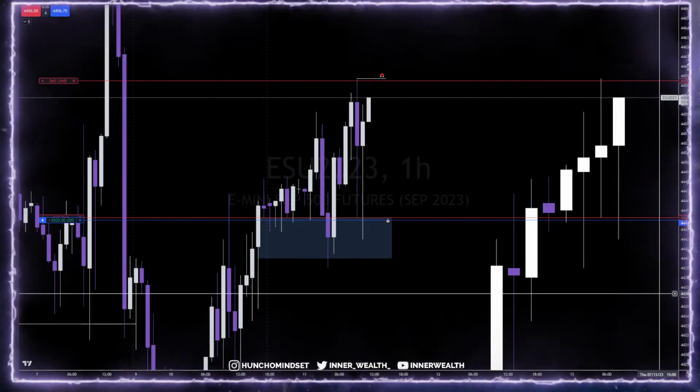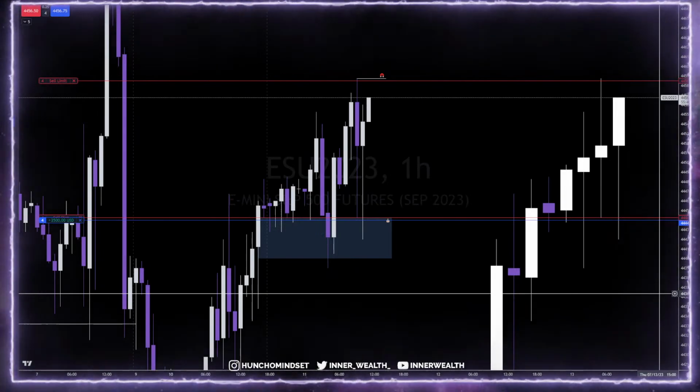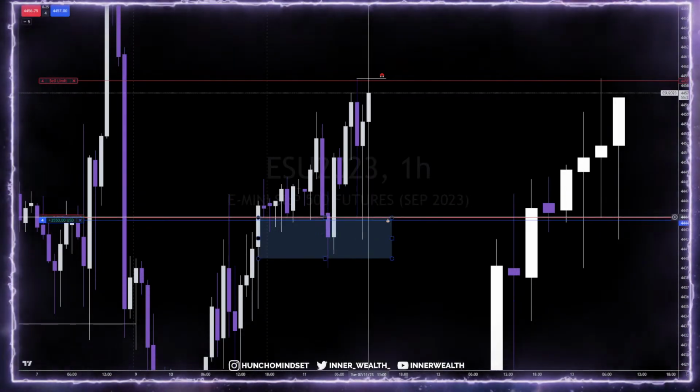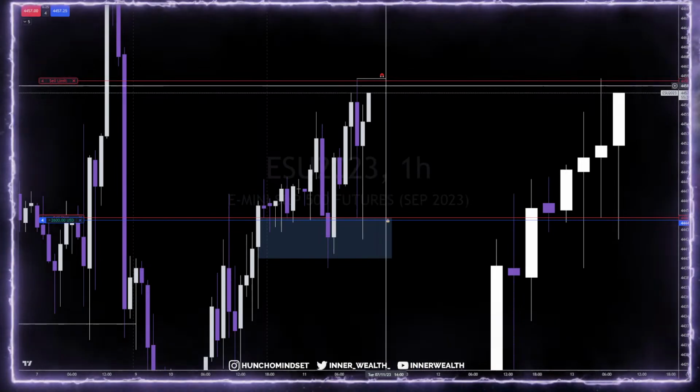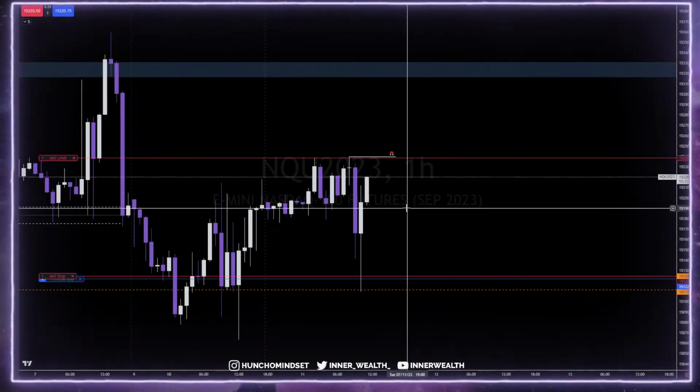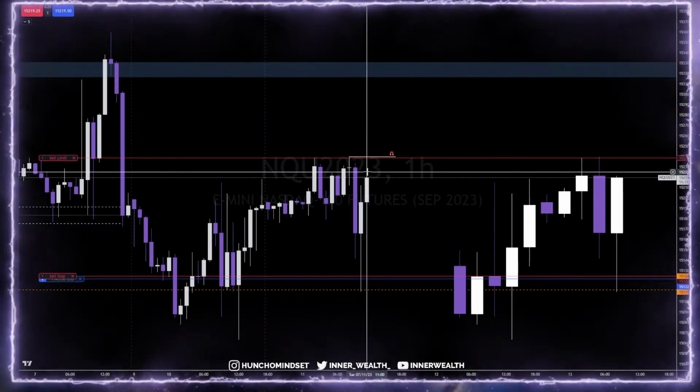I'm rolling in some profits right now with SPX. My take profit was right here. I took these earlier today, so unfortunately we weren't here together.